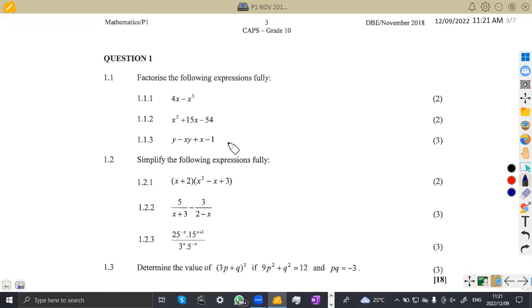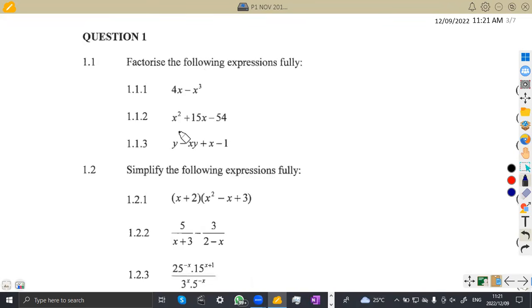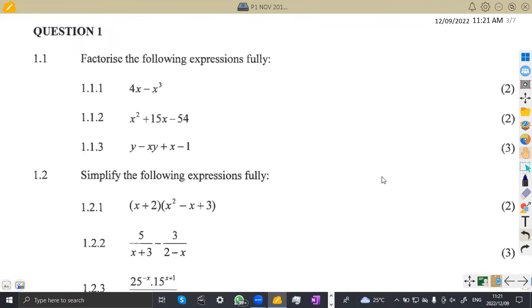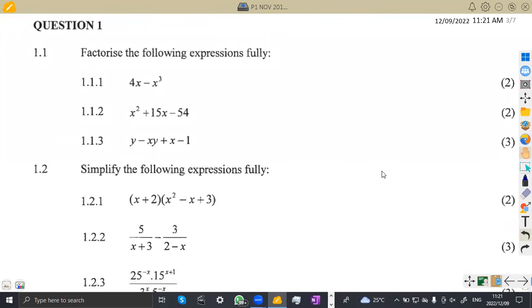All right, without wasting much time, guys, we're going to rush through the questions that we have. On number 1, we are given to factorize the following expressions fully. I think I managed to show you the marks. I'm just going to increase the size so that we can all see what is happening here. Because this is a simple expression, I can utilize the space that I have, even this part here.